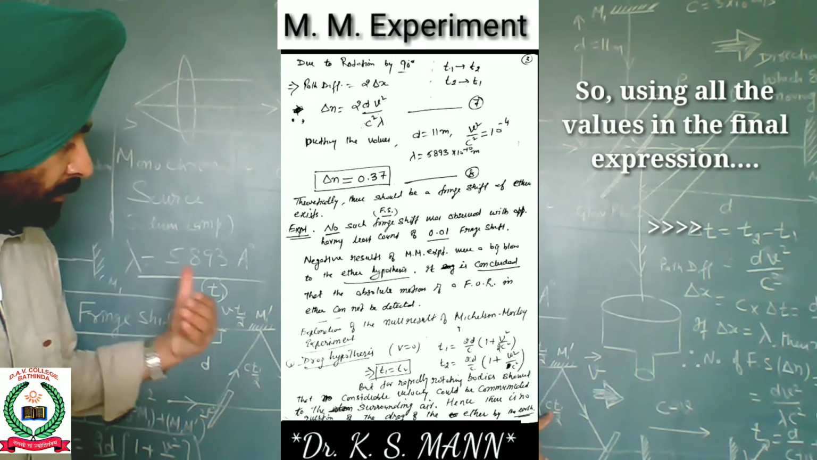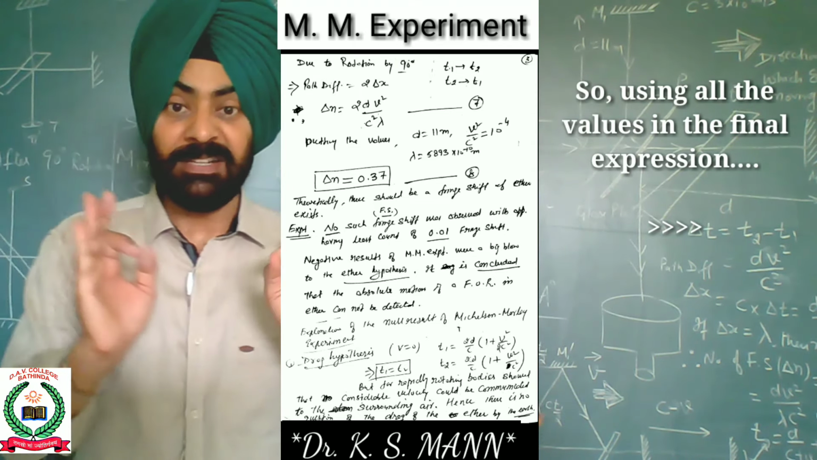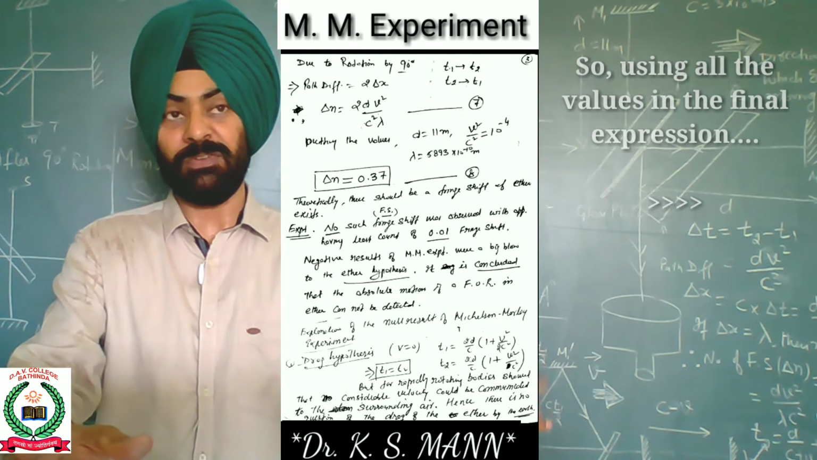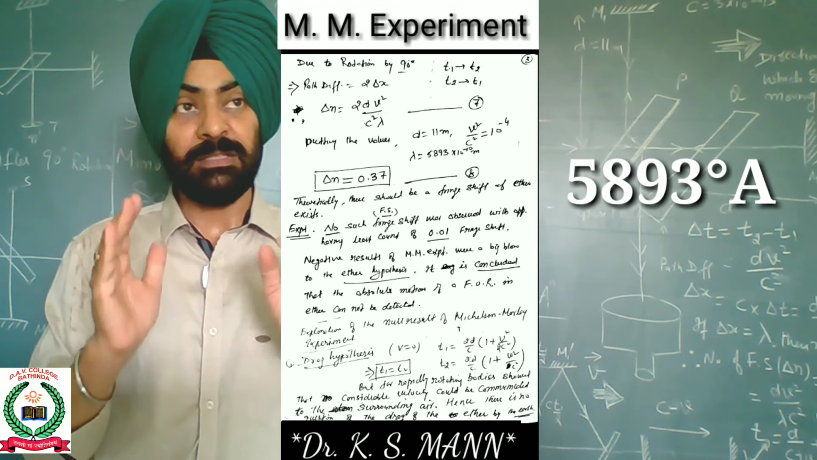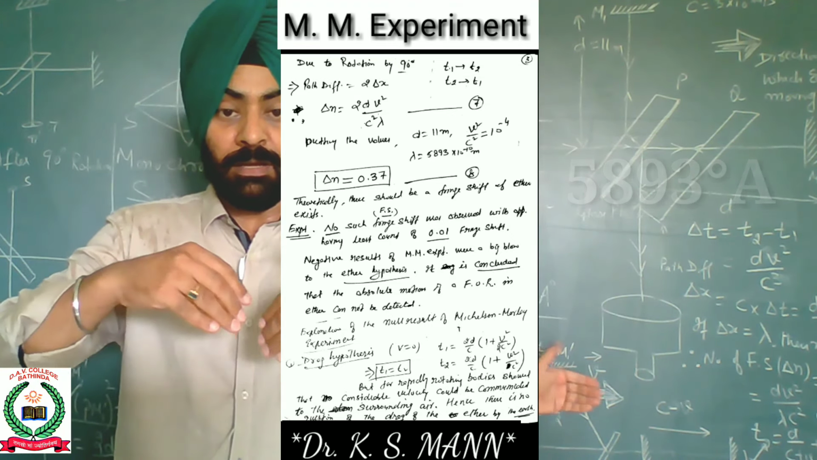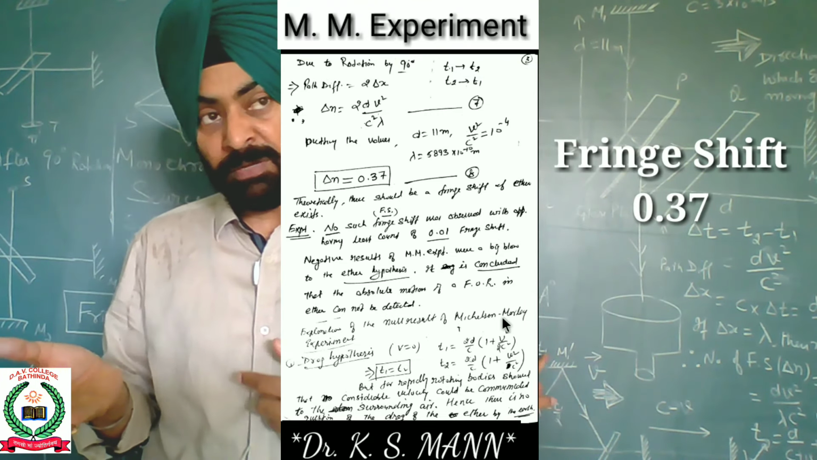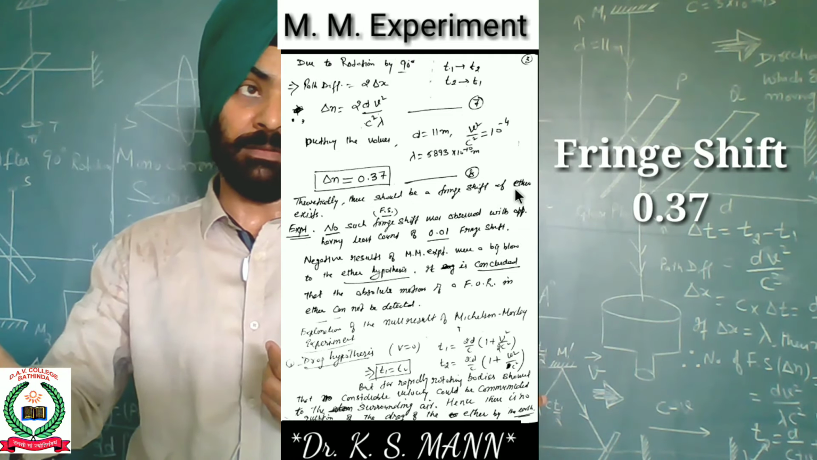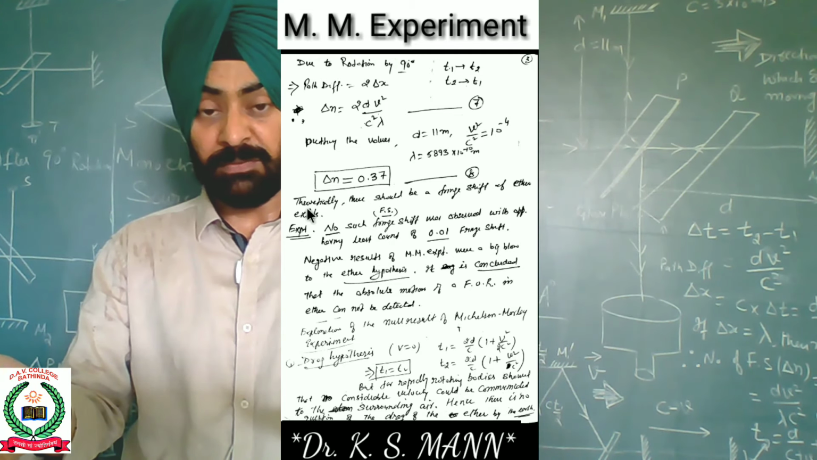So putting the value of d as 11 meter, v square by c square is equal to 10 to the power minus 4, and the wavelength of sodium light, that is the average value 5893 times 10 to the power minus 10 meter, this delta n comes out to be 0.37. Theoretically, there should be a fringe shift if ether exists. In other words, if ether exists, the fringe shift should be observed. So this is a theoretical concept.